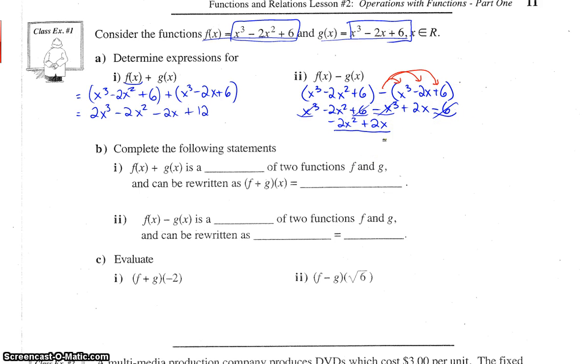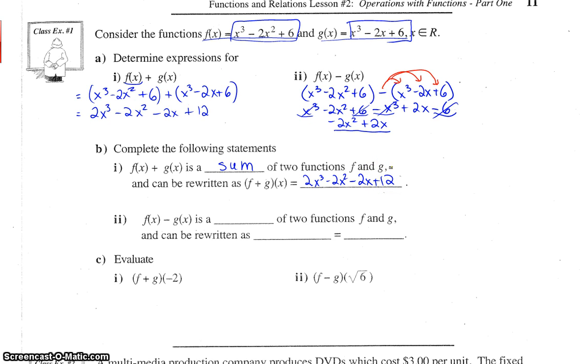Okay, complete the following statements. F of x plus g of x is a sum, that's the word for adding two functions together, and can be written as f plus g of x equals. Okay, now I'm assuming what they want here is our answer from up above. So we are going to write that in there, 2x cubed minus 2x squared minus 2x plus 12.